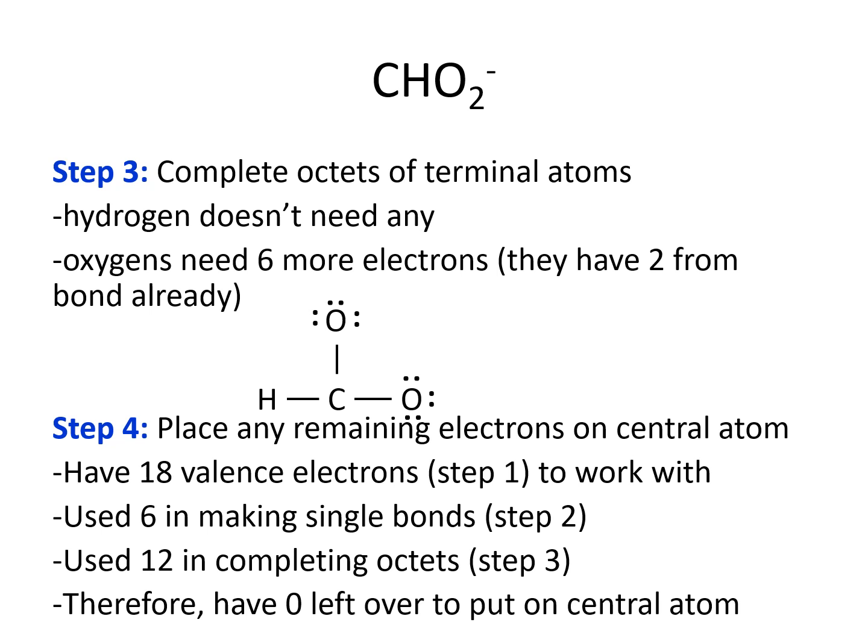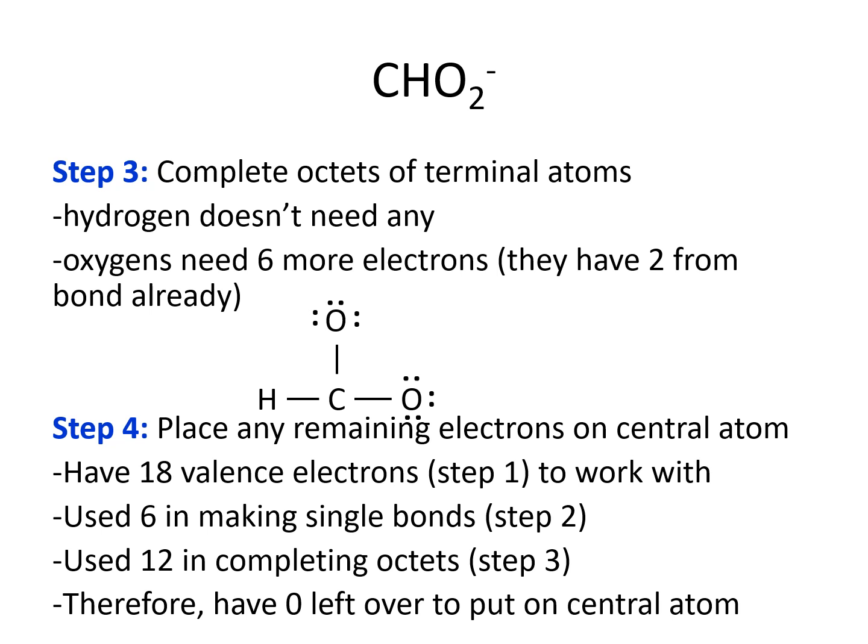Step 3. Complete the octets of the terminal atoms. Each oxygen has 2 electrons from the single bond, so they each need 6 more electrons. Remember, we put electrons in pairs in our structures of molecules, so each oxygen gets 3 lone pairs. The hydrogen has the 2 it needs, so we leave it alone.